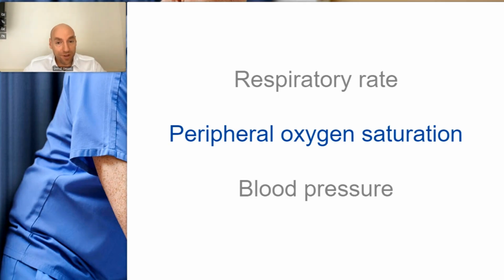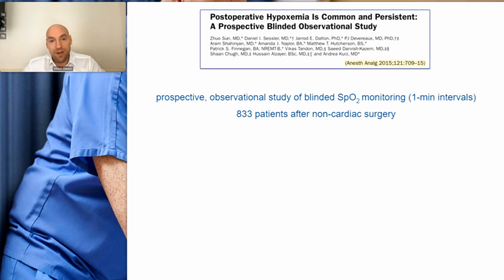Of course, peripheral oxygen saturation is important too, because it does not only reflect cardiocirculatory problems, but also, of course, pulmonary and respiratory problems. And again, we check SpO2, so peripheral oxygen saturation, only every 4 to 8 hours in our patients on general care wards. In this prospective observational study, the authors measured SpO2 at 1 minute intervals in a blinded way. So clinicians were not aware of the blinded measurement. And this was done in more than 800 patients who had non-cardiac surgery.